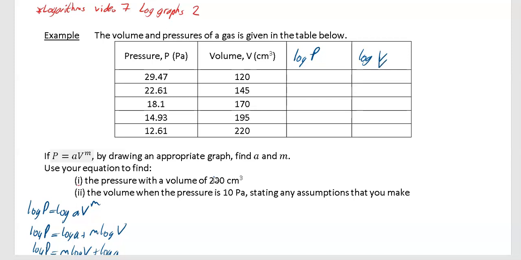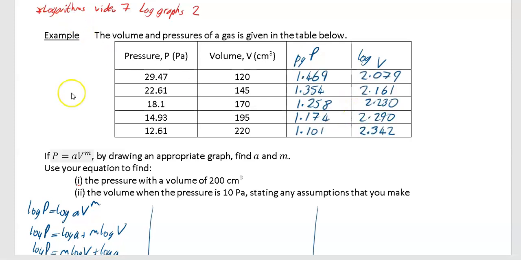So I'm just going to pause the video, and all I'm going to do here is write all of these in. So do log of 29.47, log of 22.61, log of 18.1, and so on, and the same for all of these, and just fill these in, just so we're not wasting time watching me writing these all down. Okay, so I've just filled in my log P and my log V.